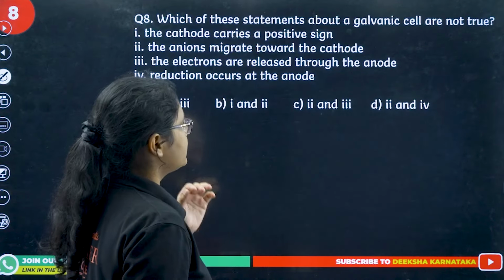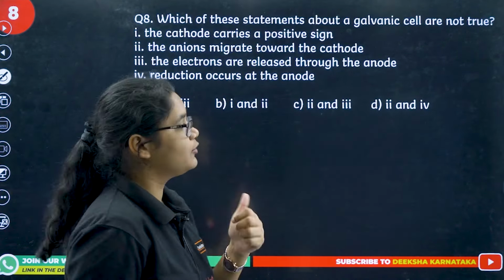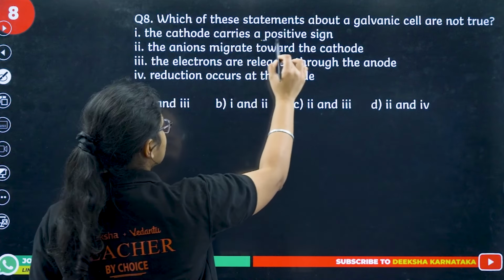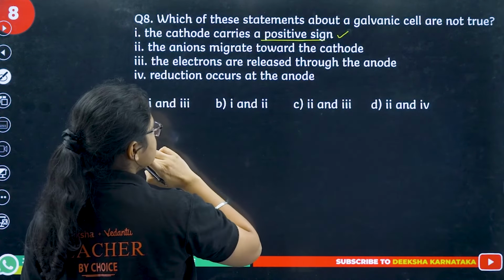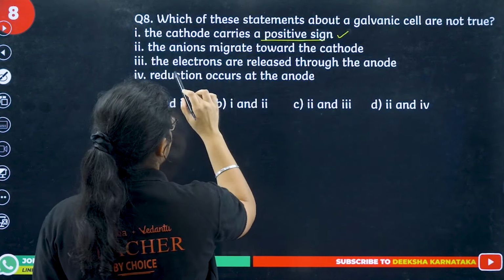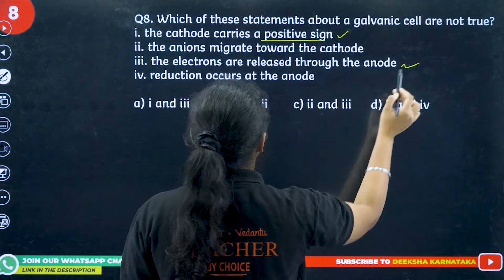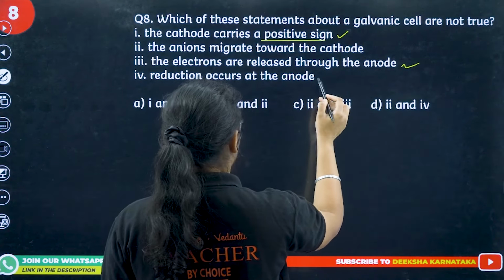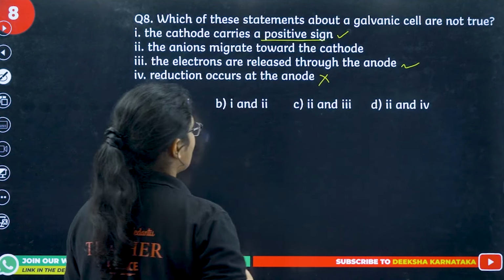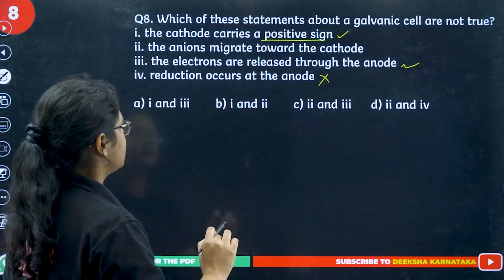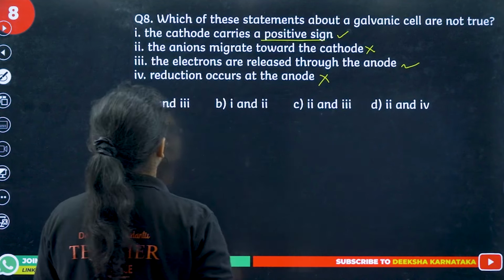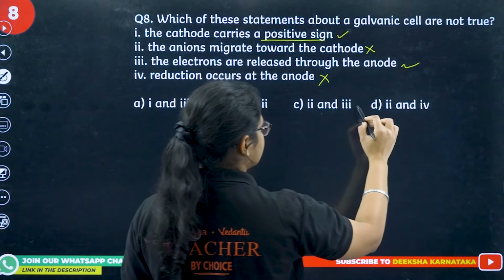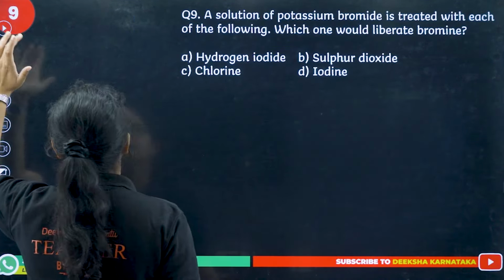Next, which of the following statements about galvanic cell are not true? The cathode carries a positive sign, this is true. Anions migrate towards the cathode. Let's see, the electrons are released through the anode, this is true. Reduction occurs at anode, this is false. So reduction does not occur at anode, oxidation occurs at anode. Anions migrate towards the cathode, no, anions do not migrate. So there is 2 and 4, which is again option number D here.